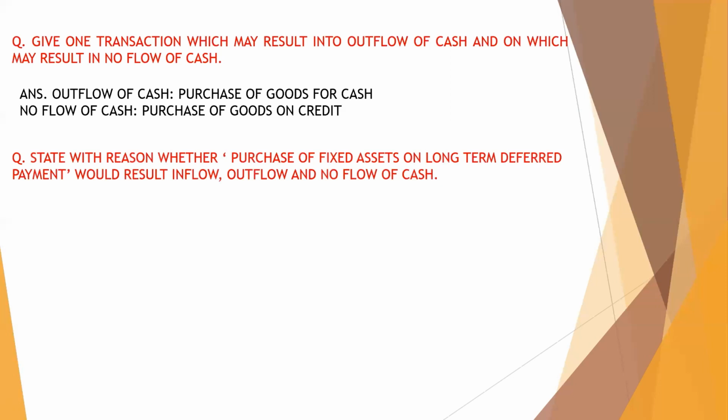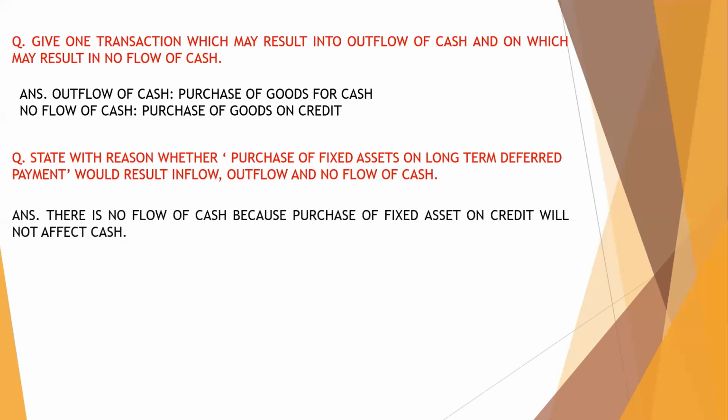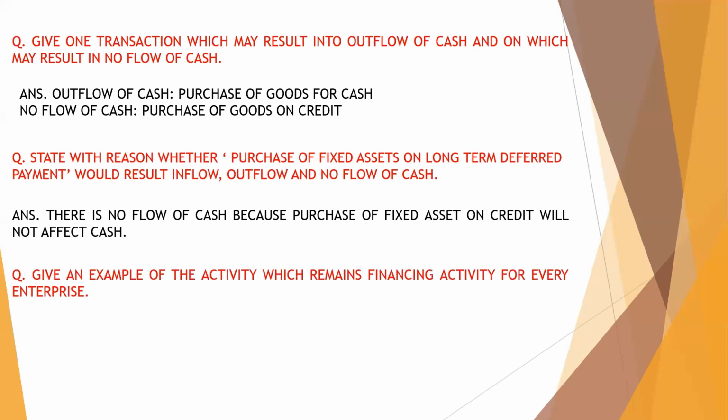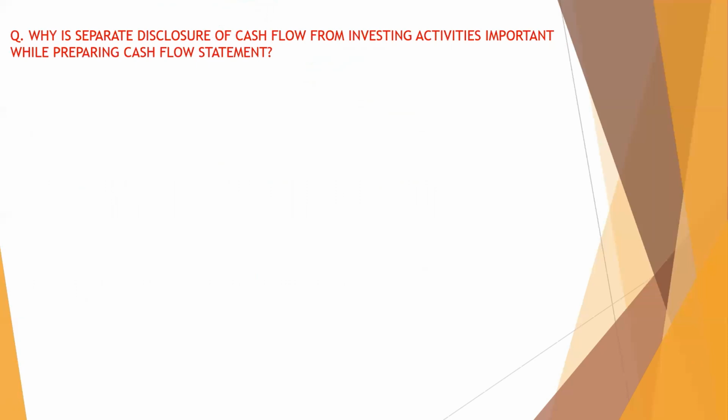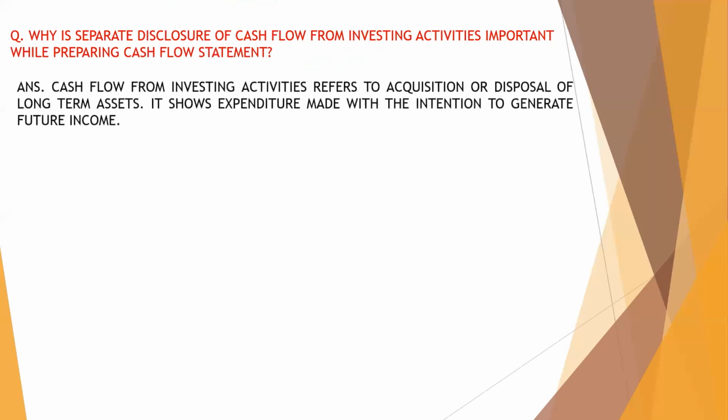State with reason whether purchase of fixed asset on long term deferred payment would result in inflow, outflow, no flow of cash. It will result in no flow because we have purchased the fixed asset on credit. Give an example of activity which remains financing activity for every enterprise. Very, very important question. Payment of dividend on shares for a financing or non-financing company or a manufacturing company is always a financing activity.